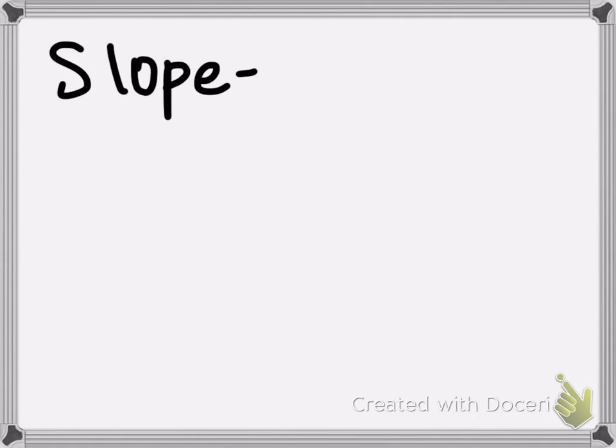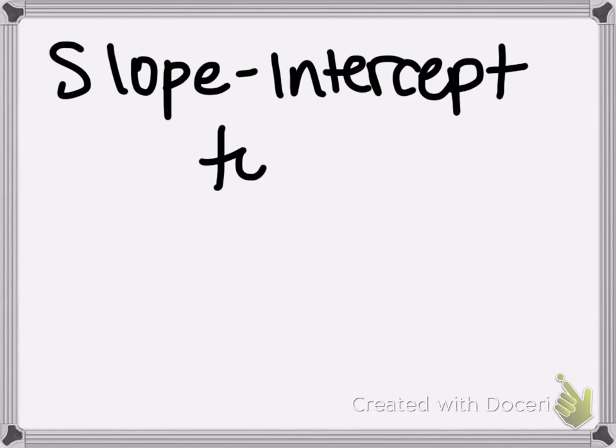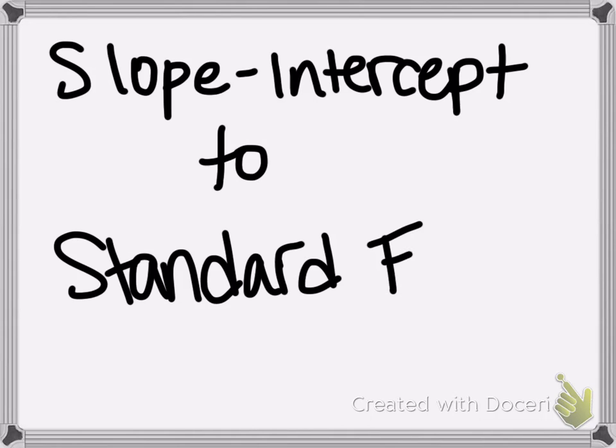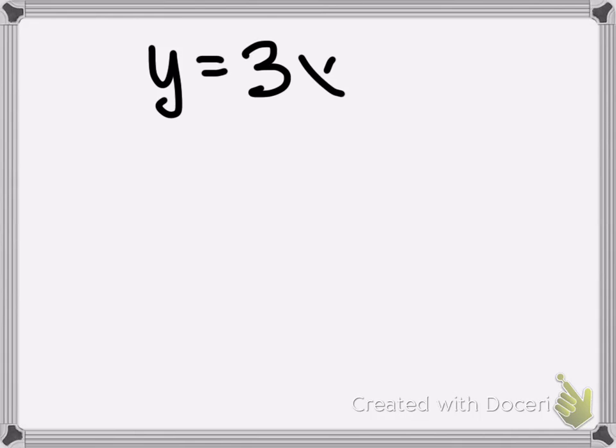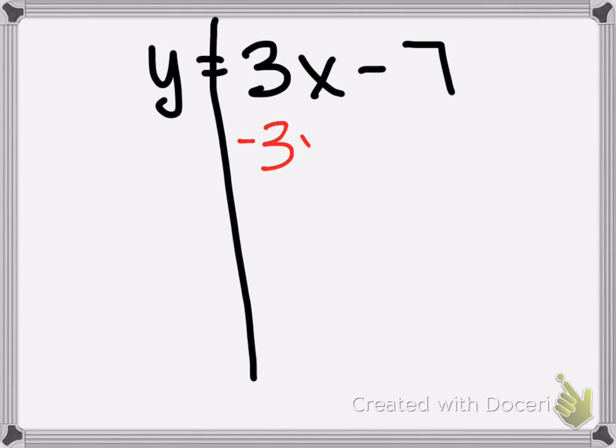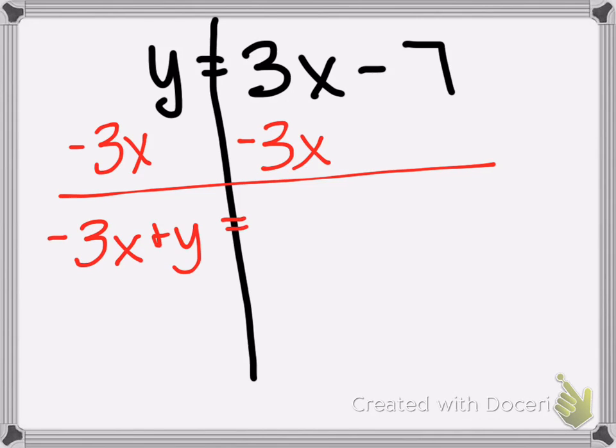In this video, we're going to look at manipulating an equation that is in slope-intercept form and turning it into standard form. The first equation is y equals 3x minus 7. We want to get the x on the other side of the equation, so we subtract 3x from both sides, and we get negative 3x plus y equals negative 7.